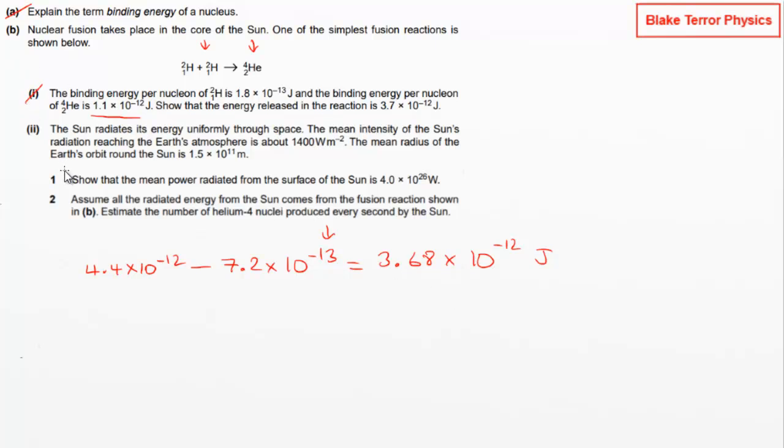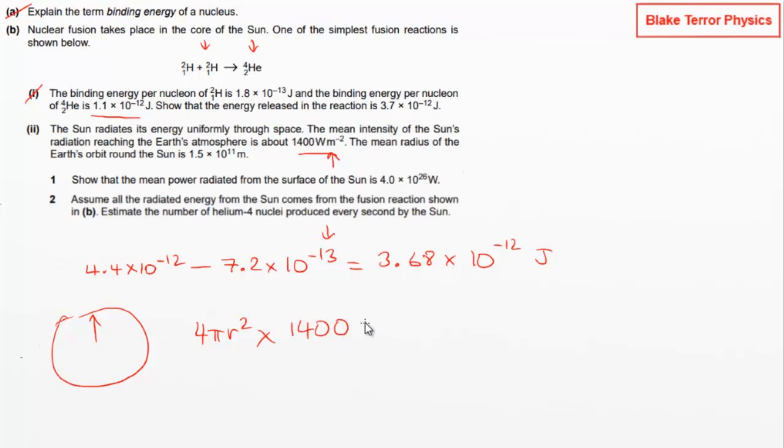The sun radiates its energy uniformly through space. The mean intensity of the sun's radiation reaching the Earth's atmosphere is 1400 watts per meter squared. Mean radius of the Earth's orbit around the sun is that. Show that the mean power radiated from the surface of the sun is that. So we've got this sphere. By the time it's got out to a sphere of the radius of the Earth's orbit, that is the intensity we've got. So let's get the surface area of that sphere, which is 4 pi r squared. That gives us the area.